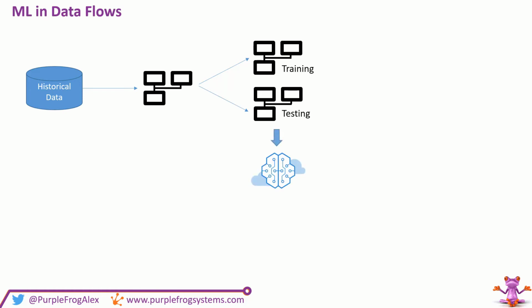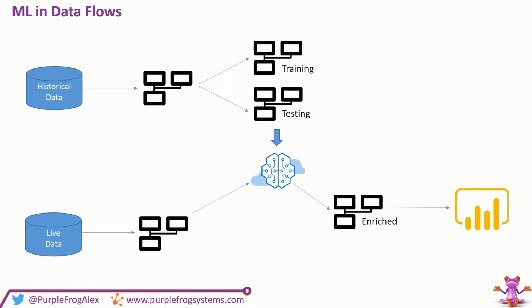Then once we have that, we use those to train our model, and the AutoML algorithm comes up with the best model that gets the best results in the testing. Once we have that machine learning model, we can then bring in new data, live data, into another data flow. And that data flow can then use that prediction model to add the extra column we need to predict what that MPG value is going to be. And it outputs an enriched entity within our data flow, which we can then consume within Power BI.